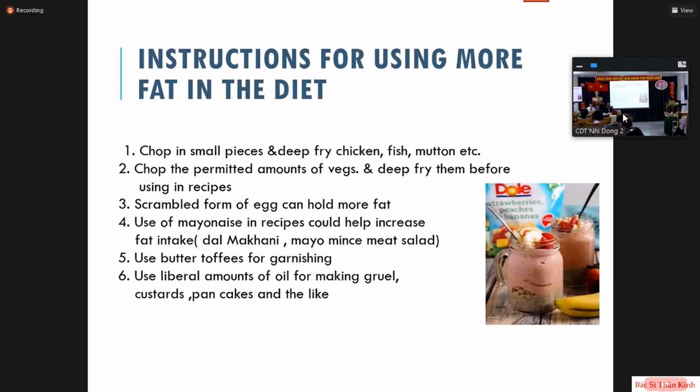So some instructions like this can be given, on how to use more fat in the diet. If they chop the food in small pieces and deep fry, this would help absorb more fat, and obviously you could get better ketosis. Then the dietitian should tell the patient that if he or she has to eat egg, the scrambled form of egg can hold more fat. Then you can use butter toffees for garnishing, and this would hold good mainly for modified Atkins, I would say.